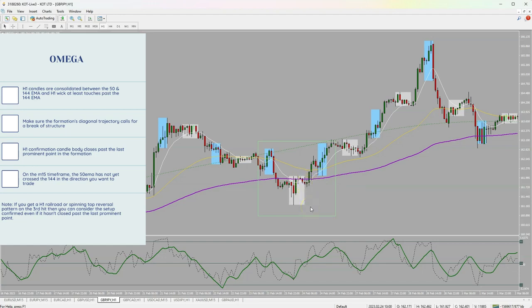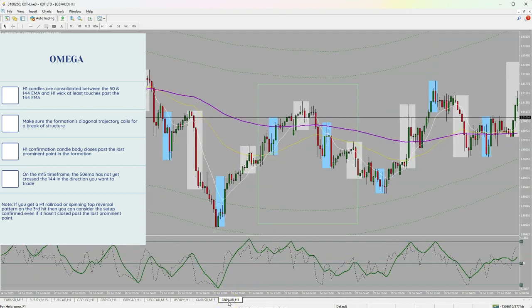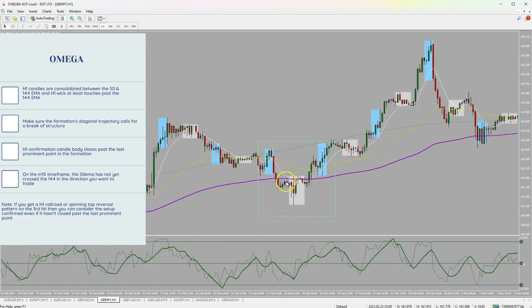But the main thing to consider when you're looking at this kind of setup is that the confirmation candle needs to go back in between the 144 and the 50, just like this one did. So when we got this confirmation candle, it closed back in between that 144 and that 50 EMA. The last example I showed you on GBP AUD, that confirmation candle closed back in between the 144 and the 50. All right, so that's just something to point out. But back to GJ here.